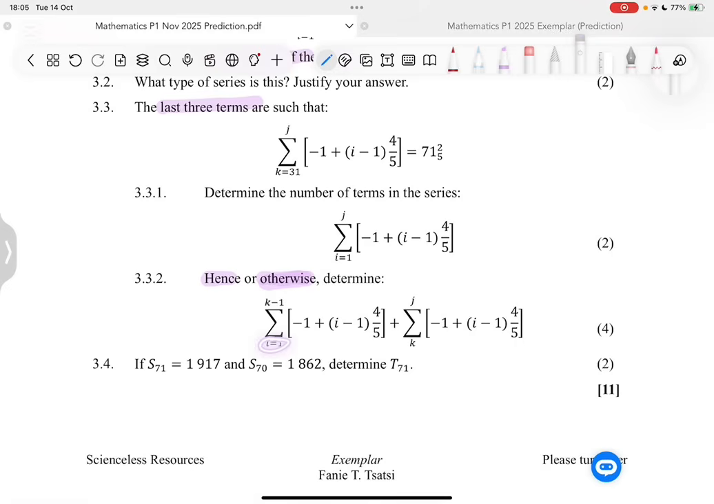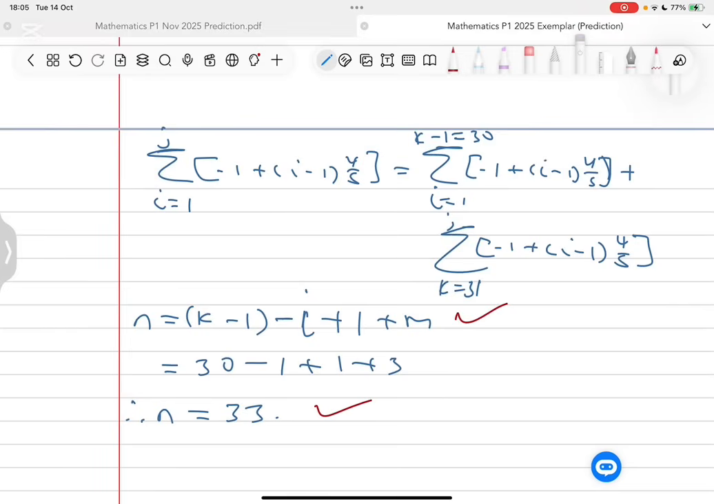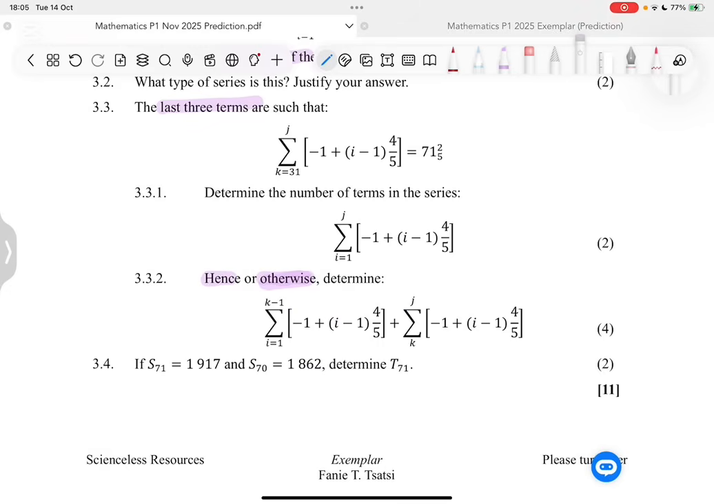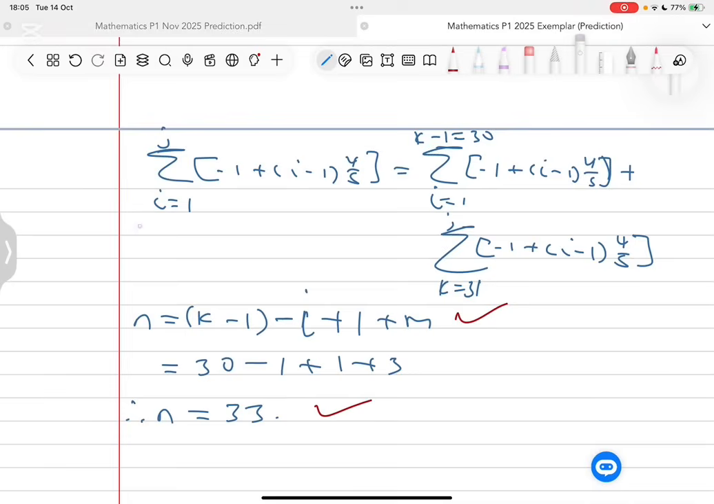Sum from i equals 1 to k minus 1, and you add the second part, which starts from k to j. Then this is the same as finding the sum of the whole series, from i equals 1 to j.